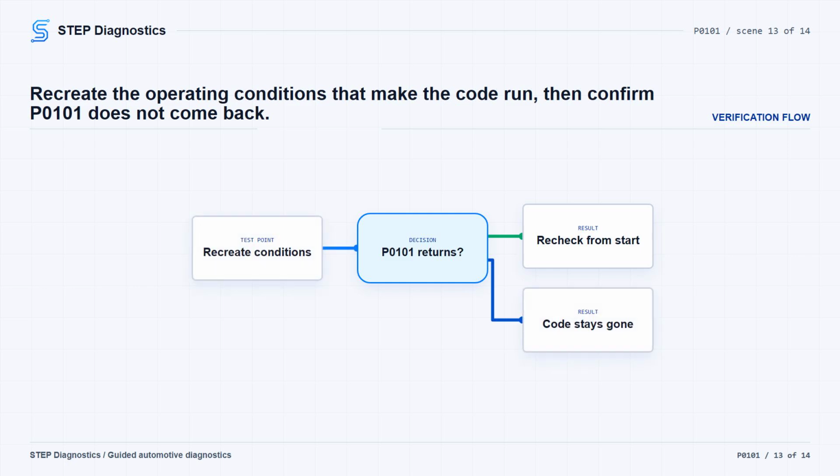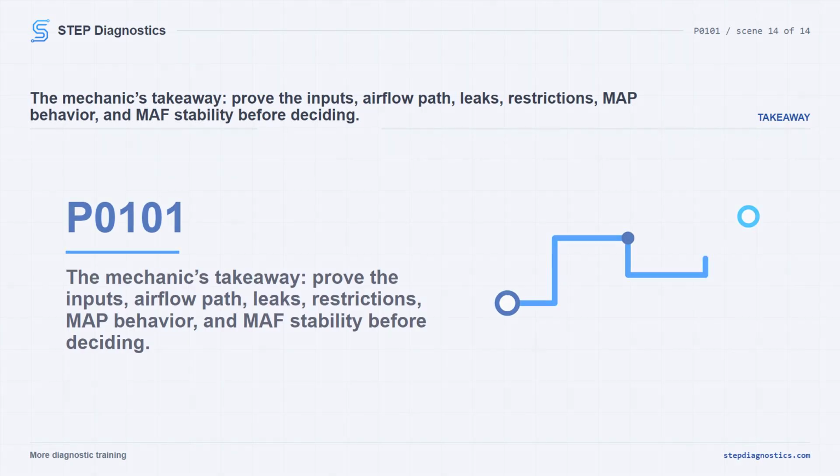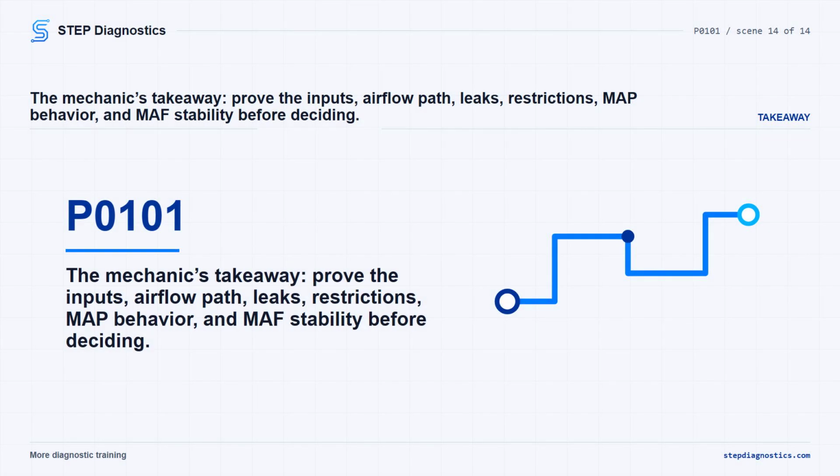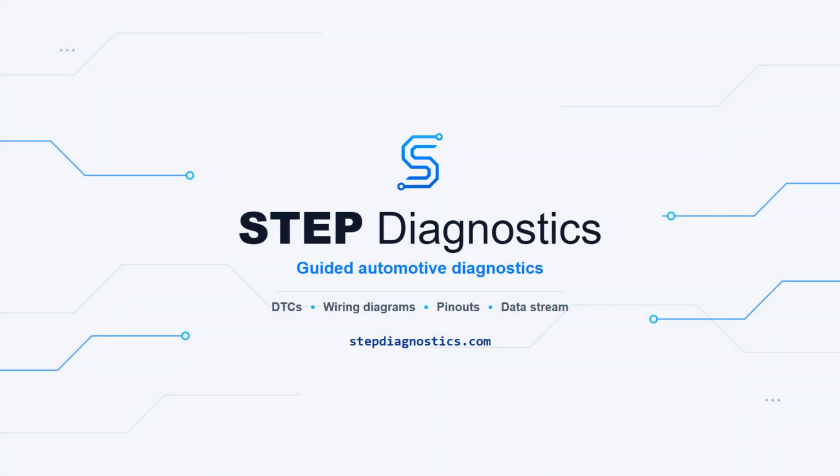Then verify P0101 does not set. If it does set again, do not jump to a part. Go back to the beginning, recheck the basics, and work through the earlier path again. If the code stays gone, verify the repair and confirm the code stays gone. The takeaway is simple. P0101 is a comparison problem, so prove the inputs, airflow path, leaks, restrictions, MAP behavior, and MAF signal stability before making a repair decision.